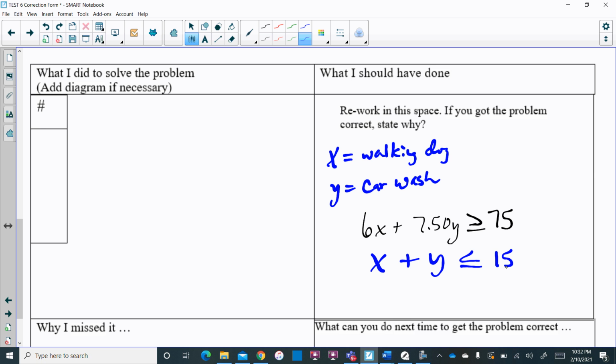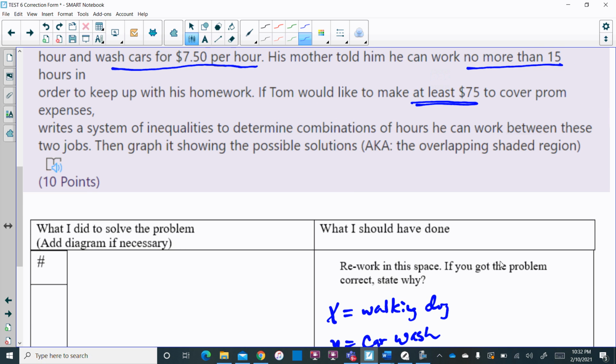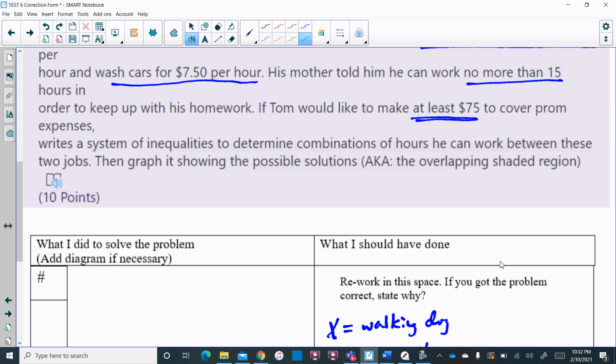So on this problem, and I think this is where I try to give you some hints, this is to write a system of inequalities to determine the combination of hours between these two jobs. Then graph it, showing the possible solutions. So I'm looking at your graphs for this answer. Then I gave you a hint, aka the overlapping shaded region. That's what I needed to see on the graph.